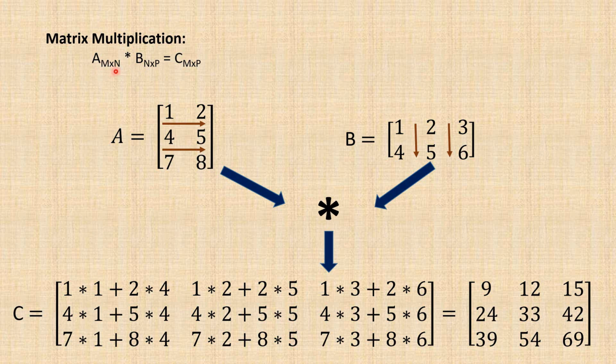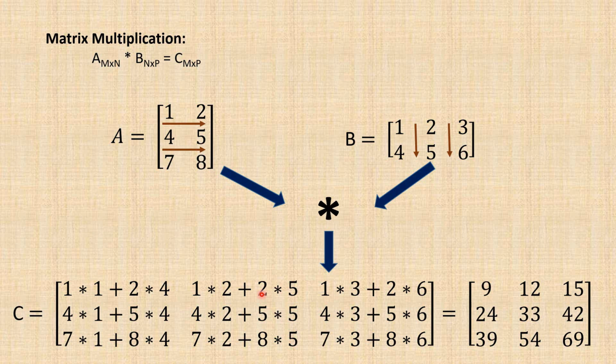If we multiply both the matrices, then we will get a product matrix C, which is having the dimension m by p. As an example, I am considering A and B here. Here A is having the size 3 by 2 and B is having the size 2 by 3. So in the product matrix C, the first element is nothing but the sum of products of the first row of the A matrix and the first column of the B matrix.